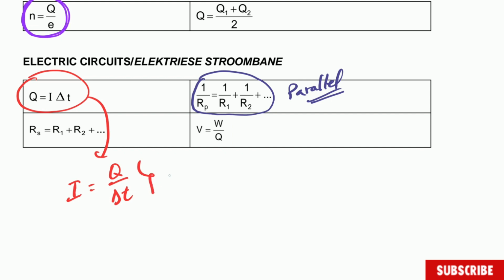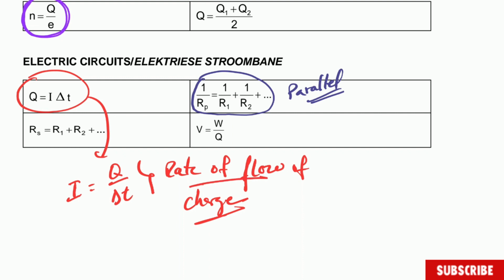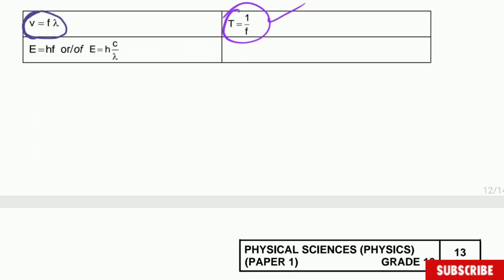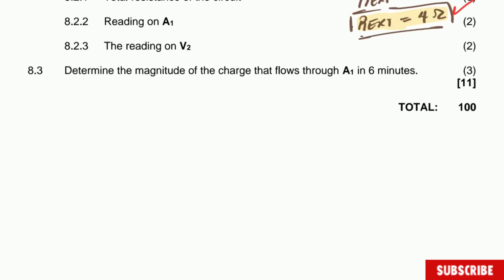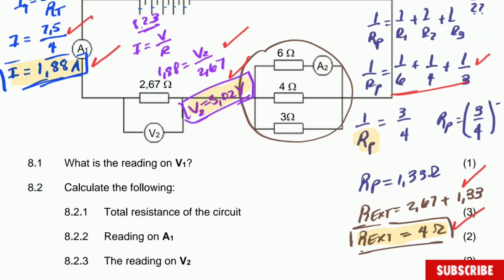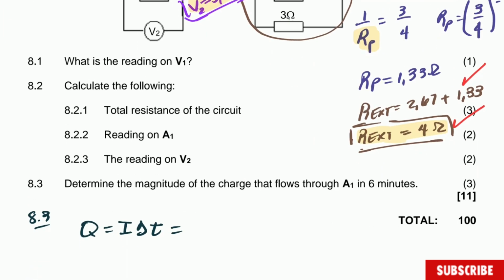We read this one as rate of flow of charge, and that is the definition for a current, in case you don't remember. So that is the formula we're going to use, and guys, it is the definition for current. So we're going to come here, we're going to say this one is 8.3, charge is equal to current multiplied by time. Current, we did calculate it, is 1,88.